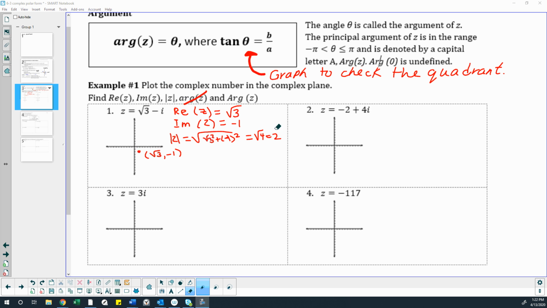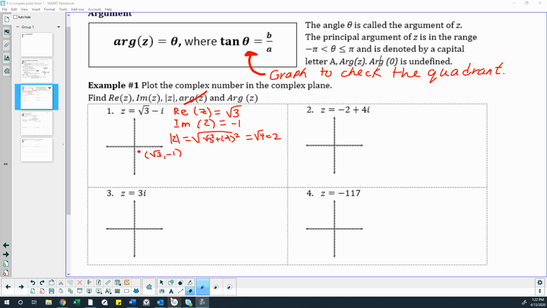All right, so we are plotting the complex numbers in the complex plane, and then we're finding the real part, the imaginary part, the modulus, and the principal argument of the complex number. So the real part was square root of 3, the imaginary part was -1. We graph our point, it's in quadrant 4. The modulus is the square root of square root of 3 squared plus -1 squared, which gives us the square root of 4, which is 2.